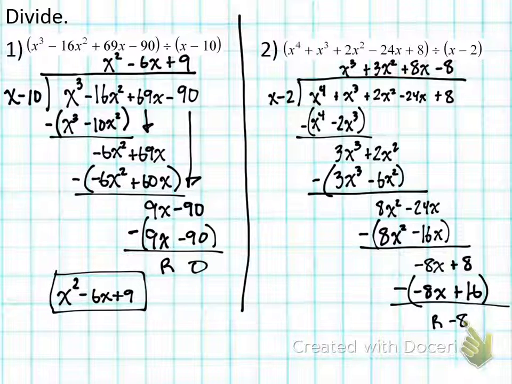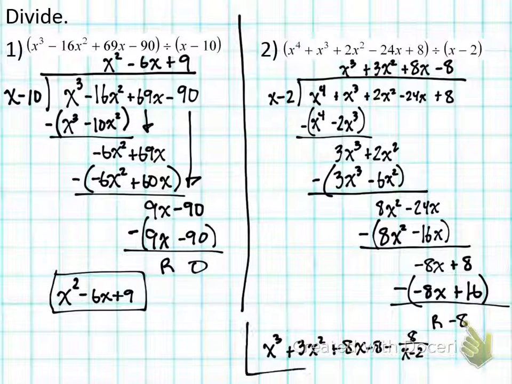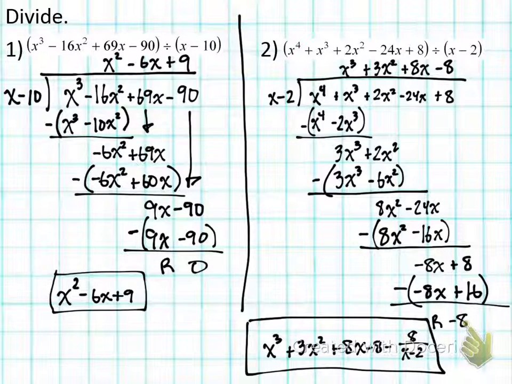So this is what you do with a remainder. Write the final answer as x cubed plus 3x squared plus 8x minus 8. And then look what we do with the remainder. We're going to do plus. Since our remainder is negative 8, we're going to do minus 8 over our divisor of x minus 2. That's it. Okay? Is this a lot of work? Yep, it is a lot of work.